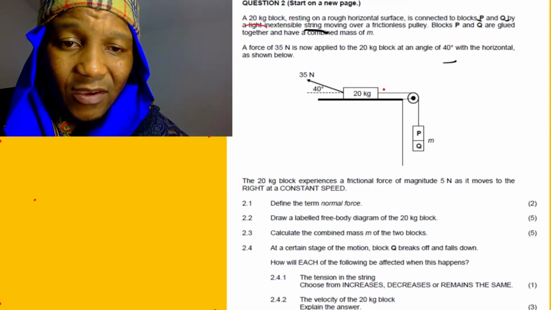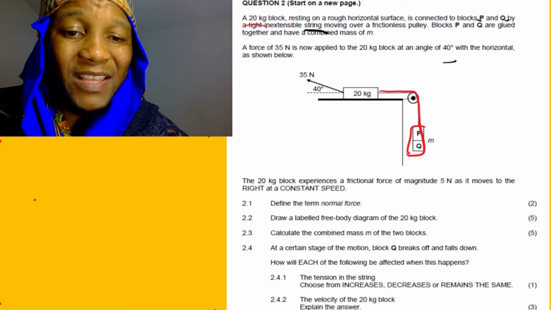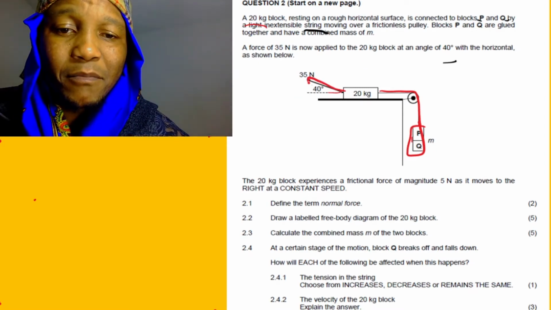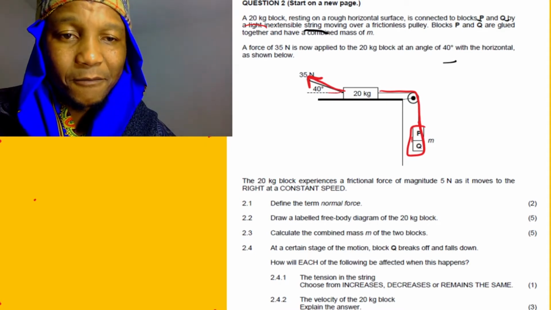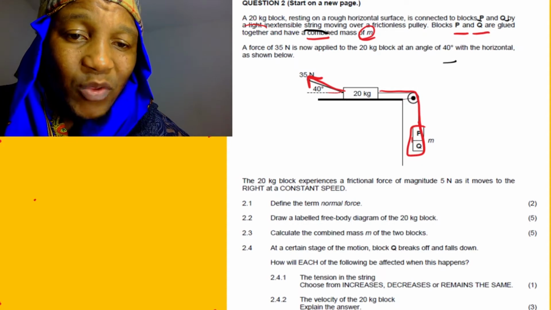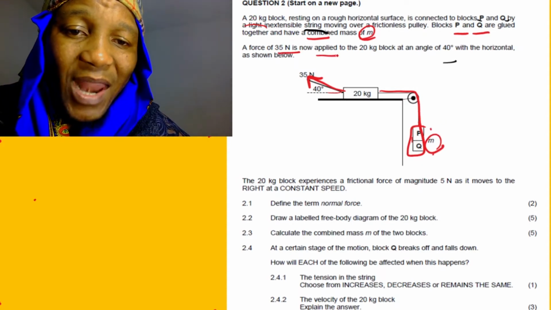So now they say this is a string here, and then they connect to two blocks, P and Q, and they give us M. It seems like they pulled there, but let's read. Together they have a combined mass of M. P and Q have a combined mass of M. Now, a force of 35 is applied to the 20 kilograms.